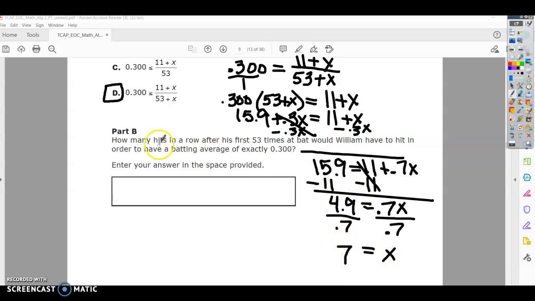So it says how many hits in a row after his first 53 times at bat would William have to hit in order to have a batting average of exactly 0.3. Since X was the number of times we added bats and we solved for X, that means 7 is your answer.